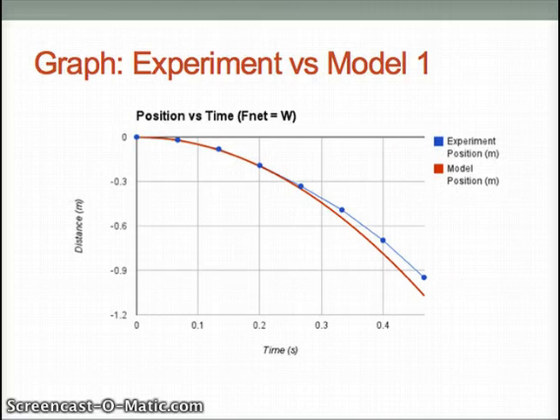Plotting the model position versus time data from the CSV onto the same graph as the experimental data shows that our model did not provide a total fit. The model overpredicts the position of the cup in the latter half of the time period. This indicates that there was another force acting on our system, namely the drag force.